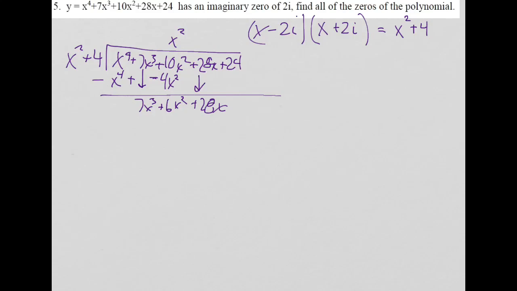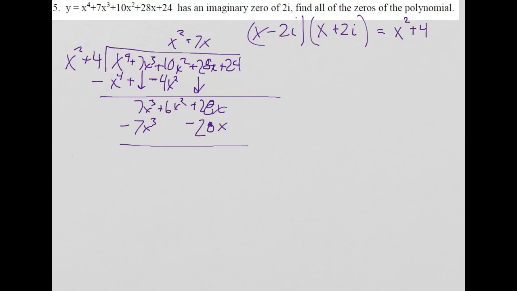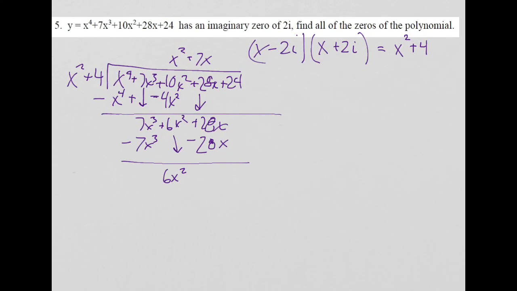So ask yourselves, x squared goes into 7x cubed how many times? Well, it goes in 7x times, and we'll get 7x cubed, and then 7x times positive 4 gives me 28x, and again we're going to be subtracting both of those, so we're going to end up with 6x squared, and then 28x minus 28x is 0x, and then I'm going to pull down the 24, my constant term again.